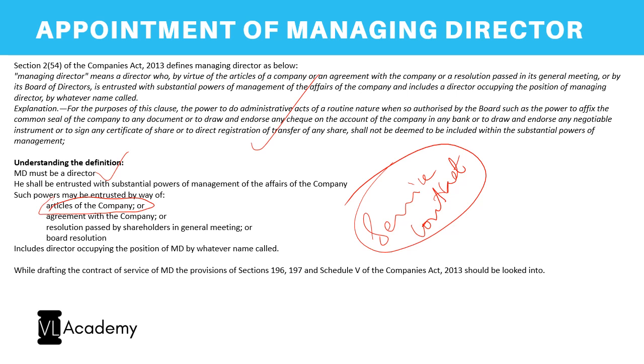And the act also says that it can also be by way of an agreement with the company, and this is what we are talking about here. So if your articles is silent on something, the agreement can also add on to it. And apart from that, your shareholders in their general body meeting can also give the powers and entrust such powers to the MD, or even by way of a board resolution when you are being appointed as an additional director and then subsequently as a managing director, then even then this would apply to you, right? So this is what a managing director effectively means, correct?